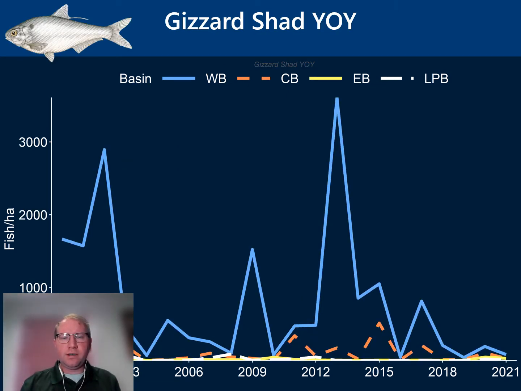In 2021, Gizzard Shad young of year indices were relatively low across the board, although the East Basin New York survey and Long Point Bay had relative highs within the survey, but overall low abundances.